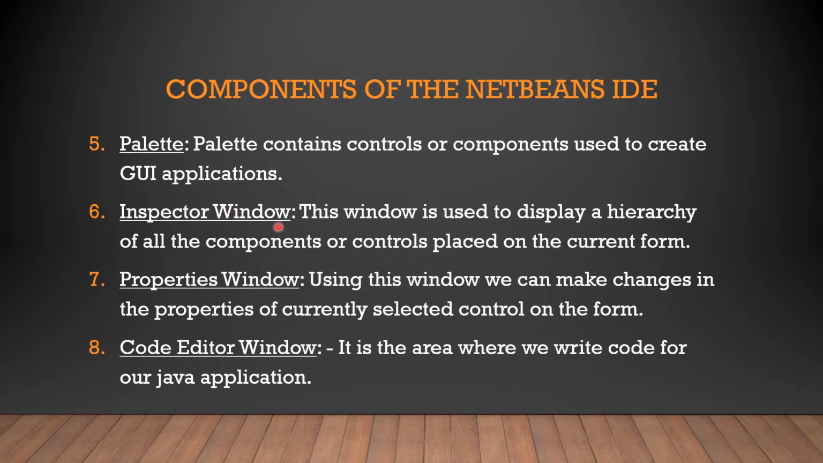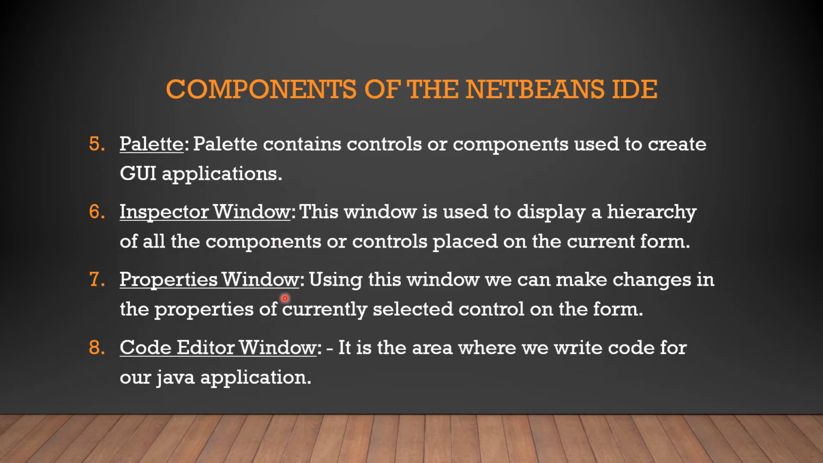Then is the inspector window. This window is used to display a hierarchy of all the components or controls placed on the current form. So as we know, we can place various components or controls. The hierarchy of all these components is available in the inspector window. We can see the hierarchy in this window.